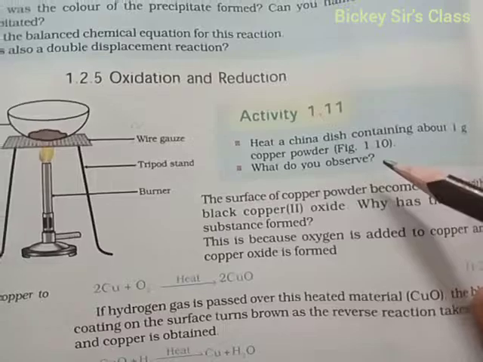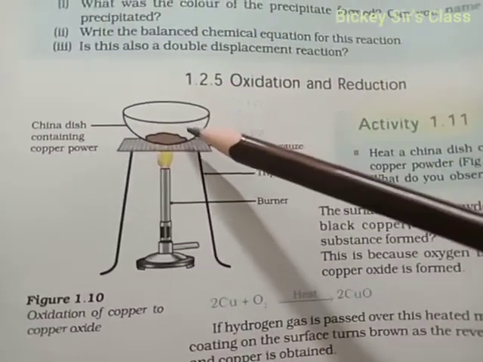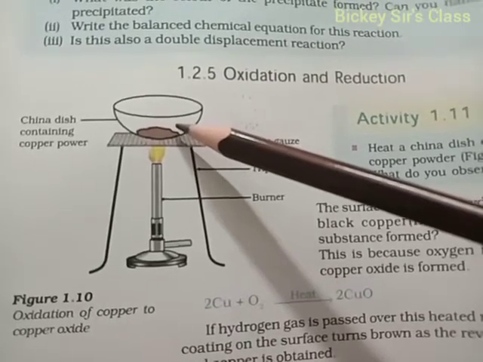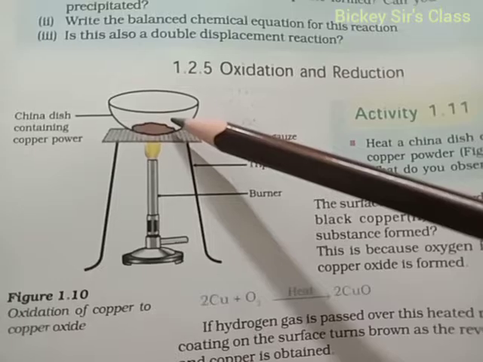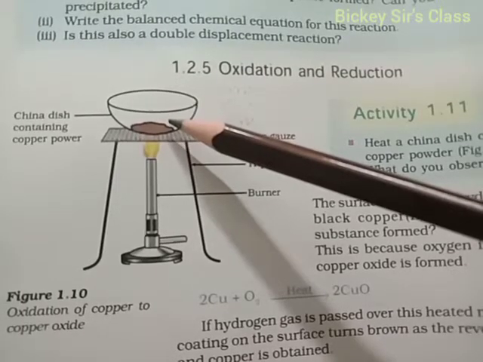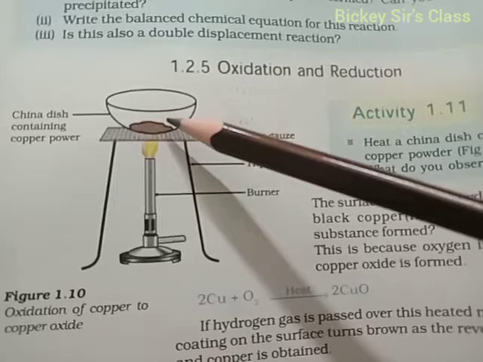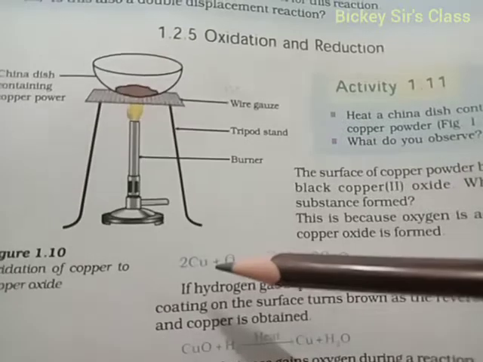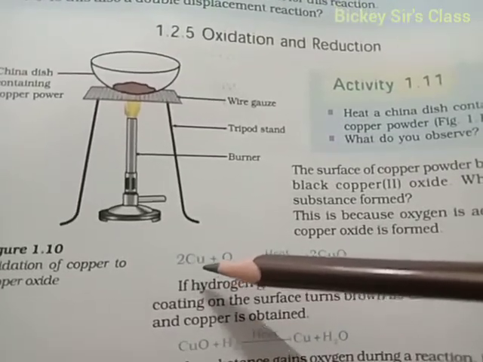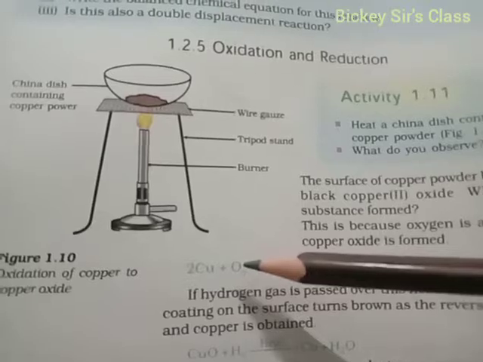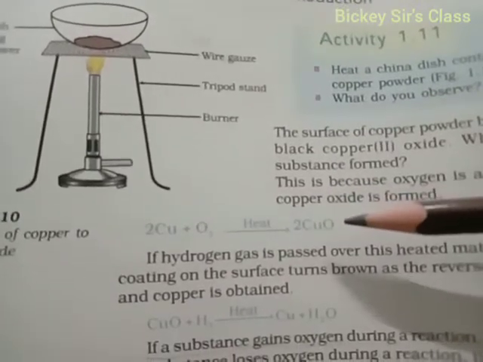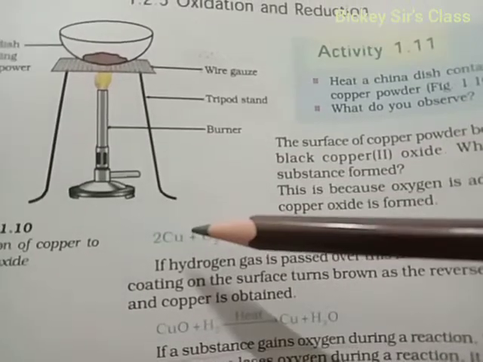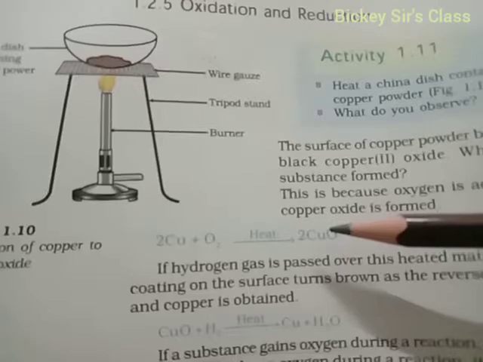What do you observe? So if we take some copper powder in a china dish, the color of copper is brown, shiny brown. So when this brown color copper powder is heated in a china dish, after a few moments, we find that the brown color substance becomes black. So why does it turn black? It turns black because when this copper is heated, it combines with the oxygen present in air to form a compound called copper oxide. The color of this copper oxide is black. That is why brown color copper turns black on heating.